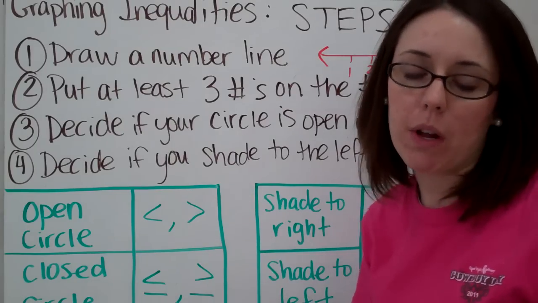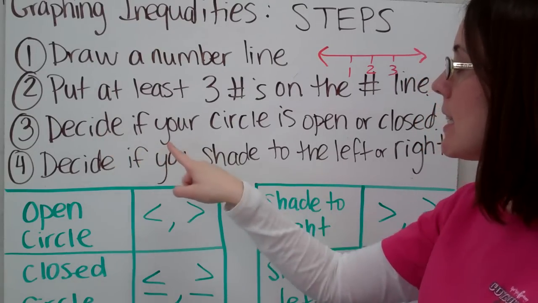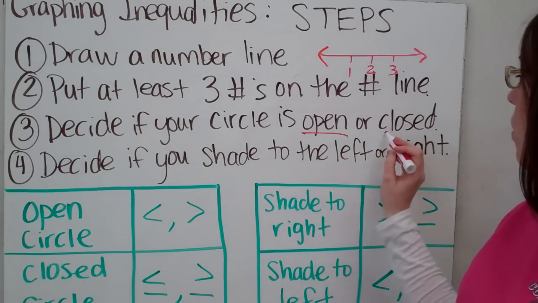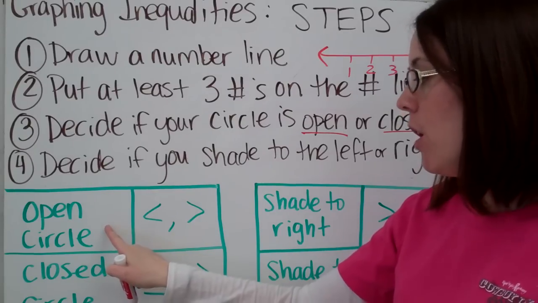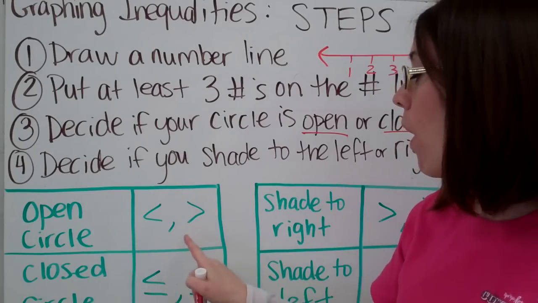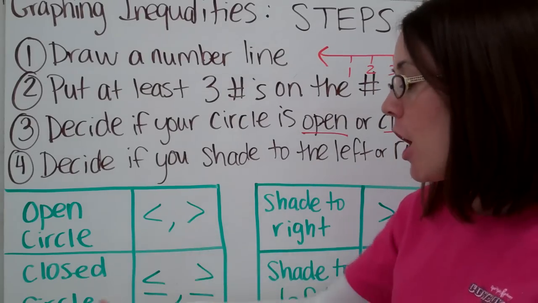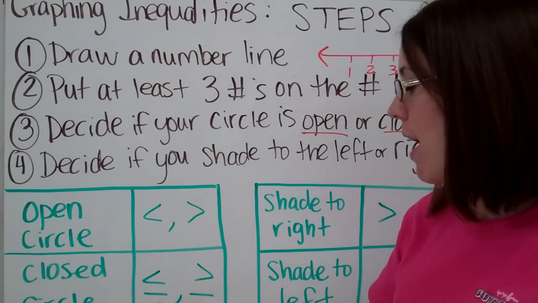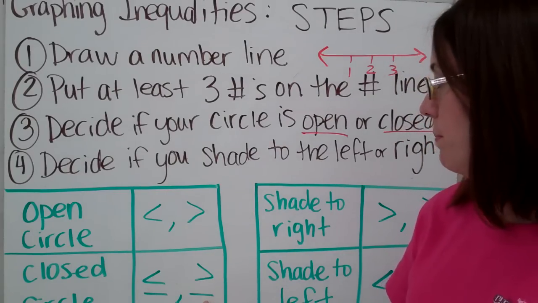Now, it won't always be 1, 2, and 3. It just depends on your inequality. Number 3, you must decide if your circle is open or closed. Well, how do you know? You're going to have an open circle whenever you have less than or greater than. That means that that number is not a solution. You have a closed circle whenever you have less than or equal to or greater than or equal to.